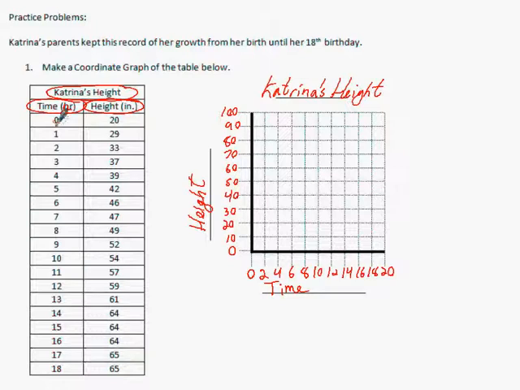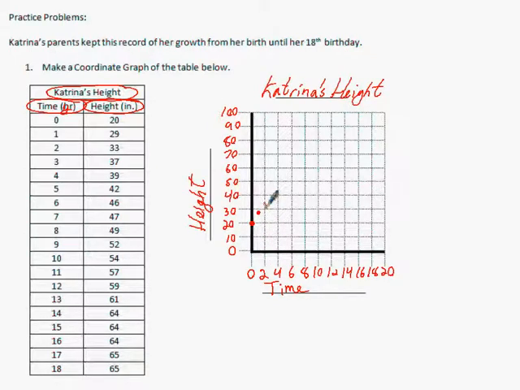At 0 years, Katrina is 20 inches tall, which makes sense. A baby does not start out at 0 inches long. When they are born, they're about a couple feet long, so 20 inches works. So at 0 years, we're at 20. At 1 year, which is between here, we're at 29.